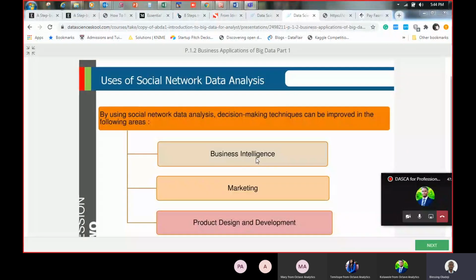That is business intelligence, and that has to do with extracting social media data, you know, reviews and comments that are written about a particular app, or maybe Twitter or LinkedIn or Instagram. Then in marketing too, when you want to market your product, it's very, very important.